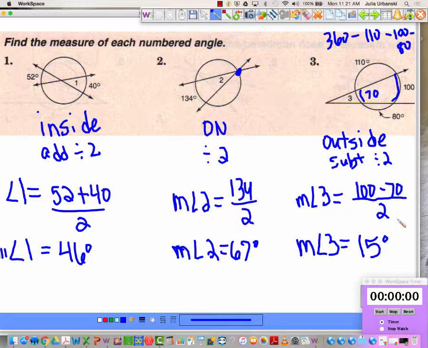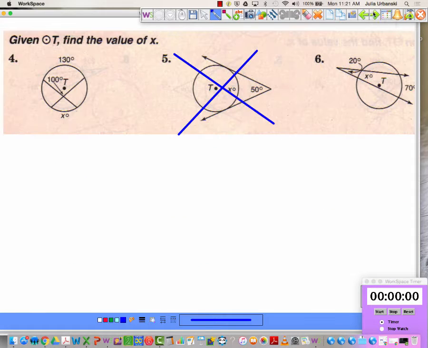Okay? So that's the basics. You're only practicing the basics on your homework today. You're not going to go into anything more challenging until probably Wednesday. Tomorrow you're going to learn what it is with segments and not angles. Okay, please cross off number 5.